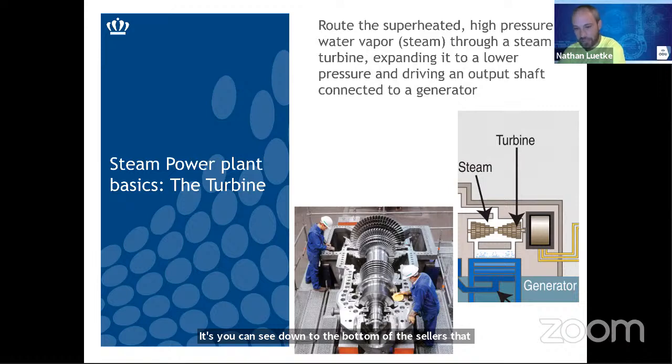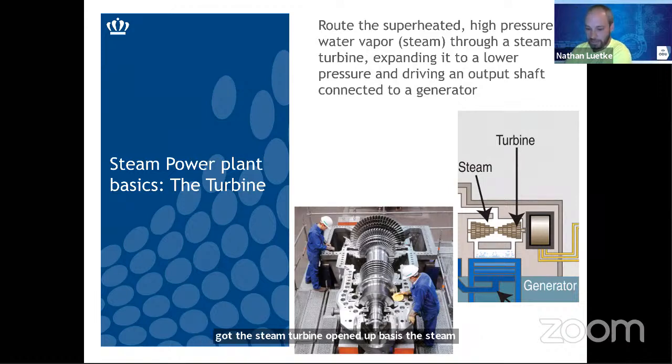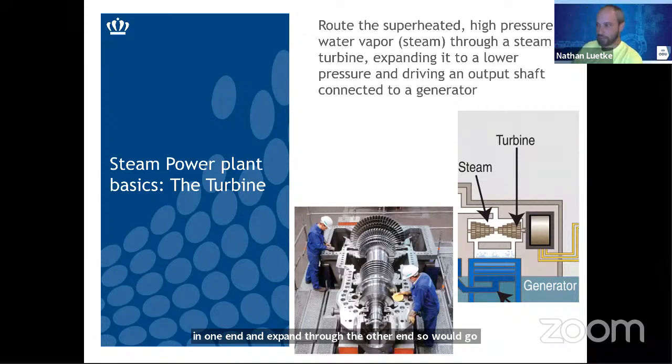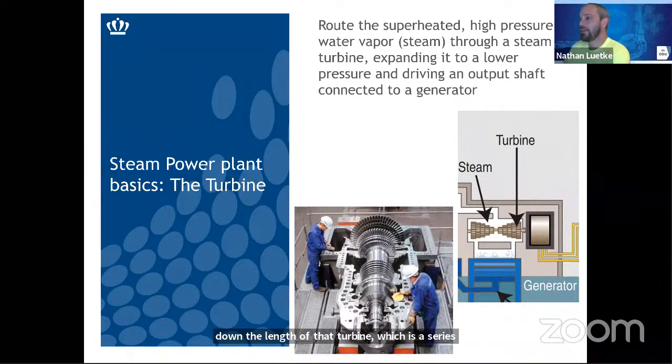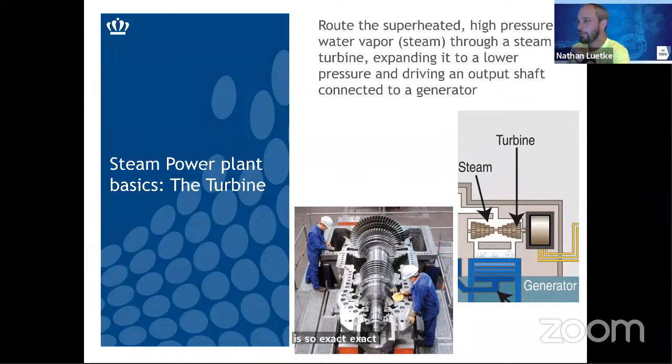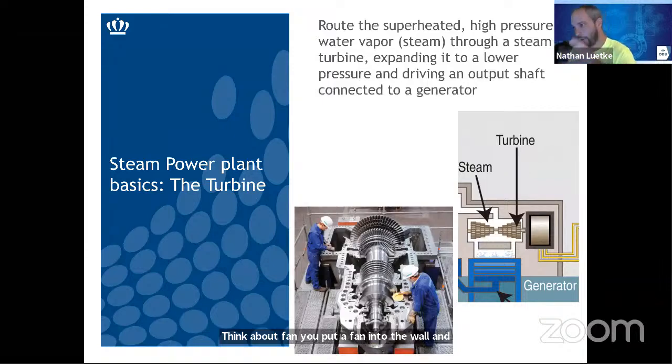Basically the steam would enter at one end and expand through the other end. So it would go down the length of that turbine, which is a series of blades. A turbine is an example, so think about a fan. You plug a fan into the wall and it blows air. Electricity is used to run the motor, spin the blades, push the air, and you remain cool, or it cools whatever else you need. Well, a turbine is a little bit different.